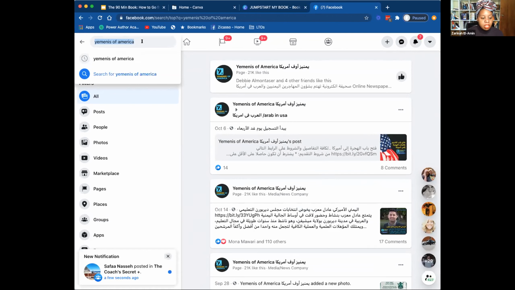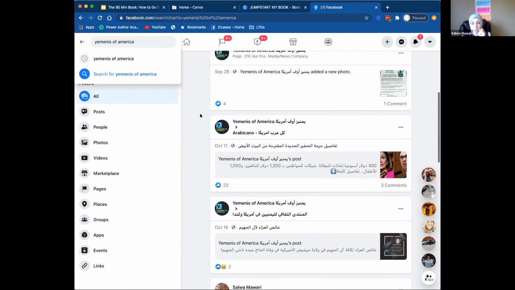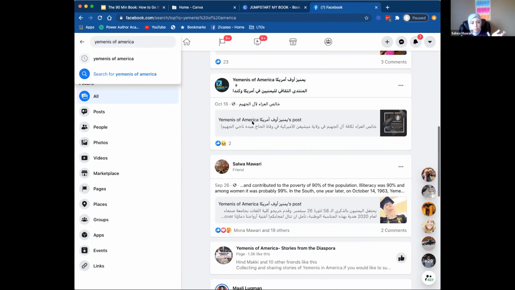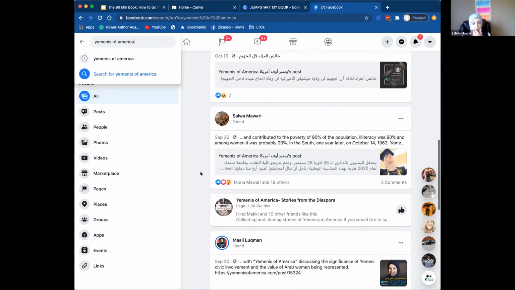I want to see if there are any others. Do you know if any others already that are groups? These are the ones I know of. The newspaper, here's you. I know of this one.